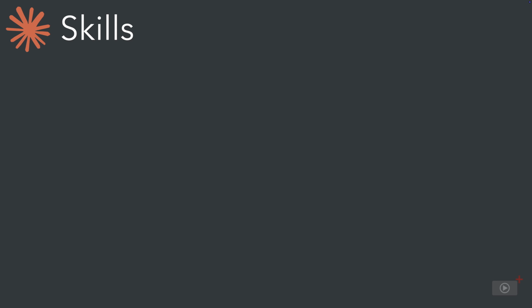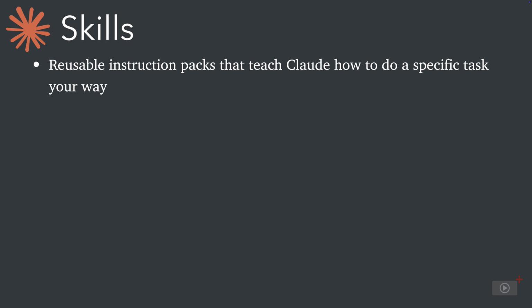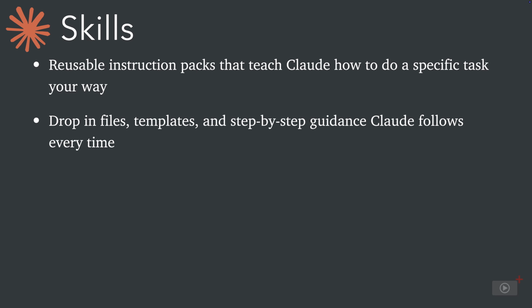The first thing we need to talk about here are skills. Skills are reusable plain text instruction packs that teach Claude how to do a specific task in a specific way. There are a couple ways to use skills. You can bake them right into Claude, or you can store them inside of a project folder if you're using Cowork, but they work the same way. You drop in files, templates, and step-by-step guidance, and Claude follows those instructions the exact same way every time.